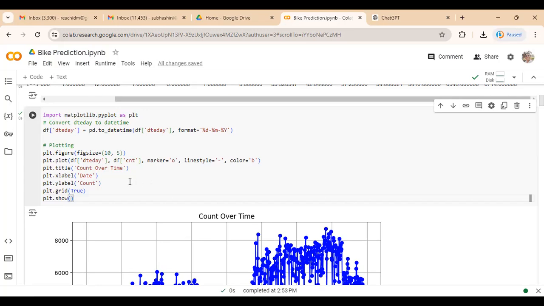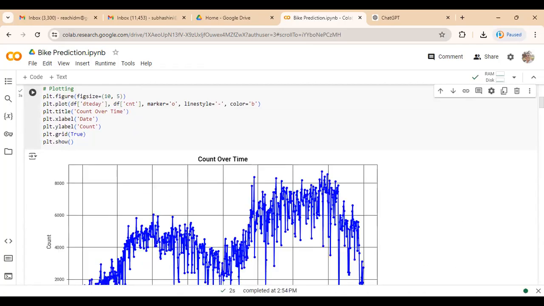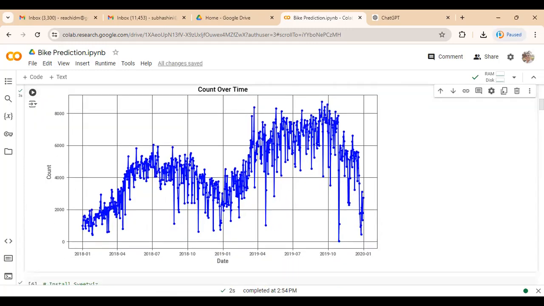What are we doing? We are checking the count over periods of time. When you run this, you get a chart like this, which tells you that in very close days, days very close to each other, you have such wide swings in the count of people who have picked up a bike. So there is some sort of seasonality, but a lot of it seems to be quite random.